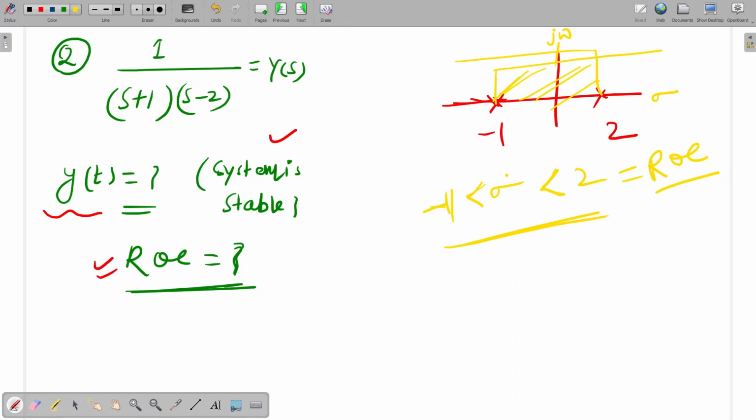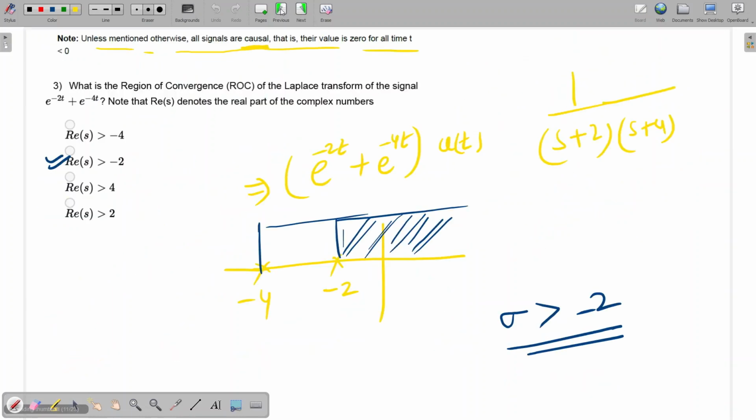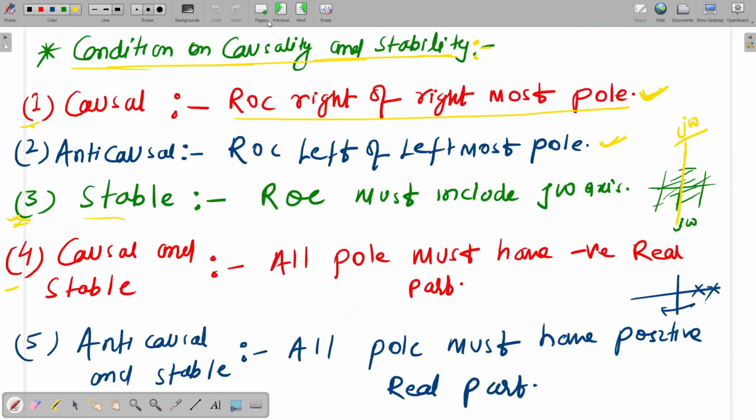Sir, our aim is to make the system stable, sir. Please explain this problem, sir. See, already I have explained some rules previously. These are the rules for causal and stable systems. If the region of convergence includes the j omega axis, then we can say that it is stable.